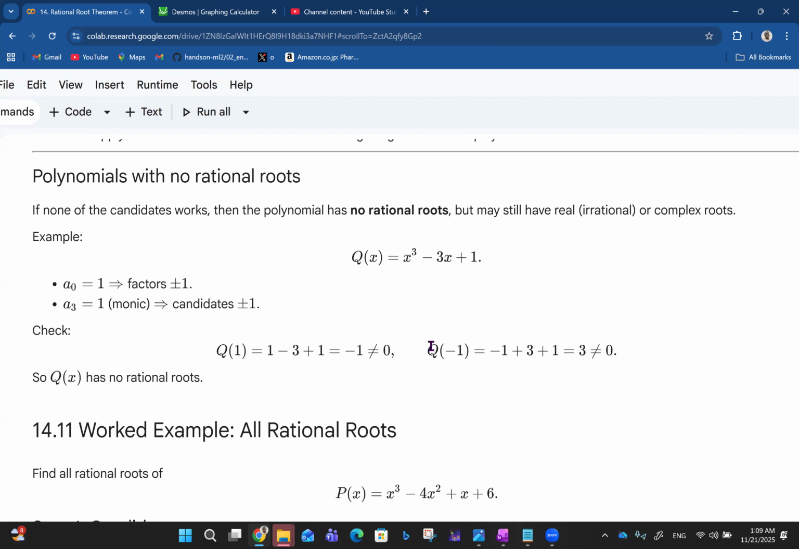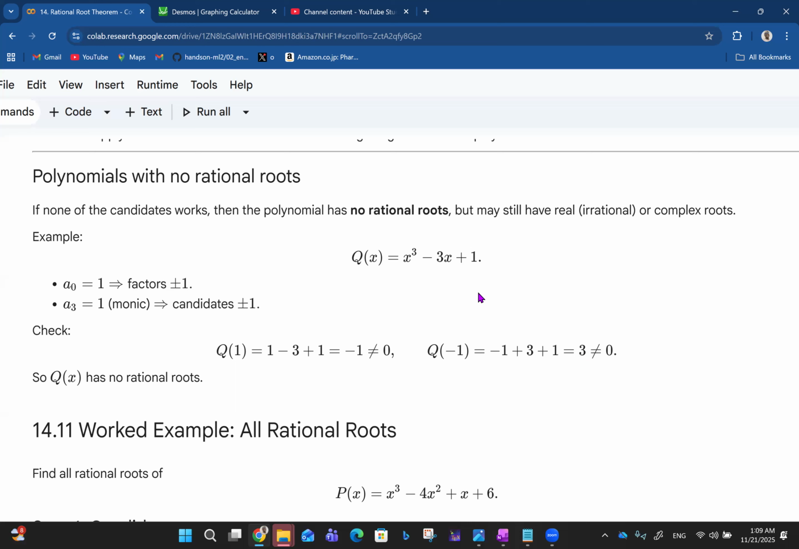Then if you try minus 1, this is the other possibility. That's minus 1 plus 3 plus 1, and you get 3, which is not 0. That also means that x plus 1 is not a factor of this expression. So those are the only candidates. And if that happens, it means that q of x has no rational root.